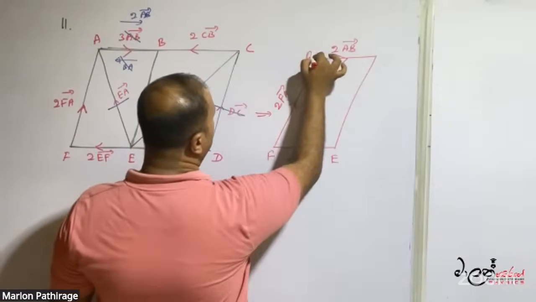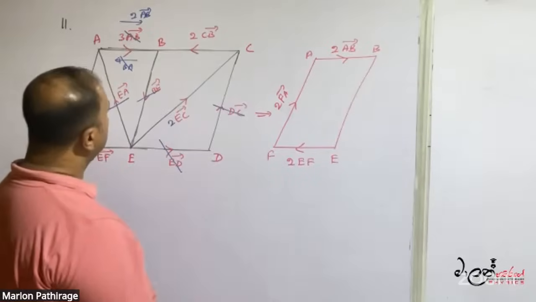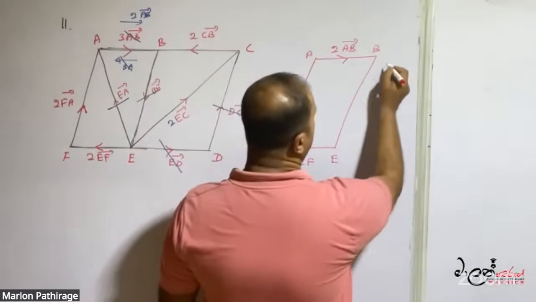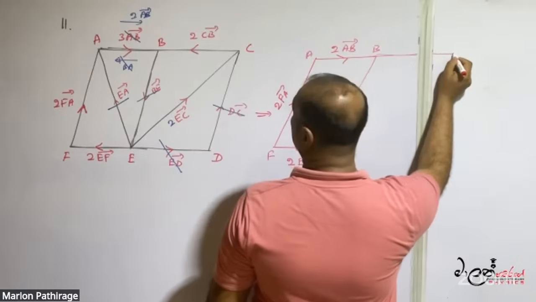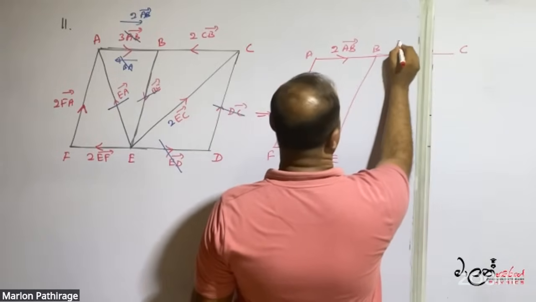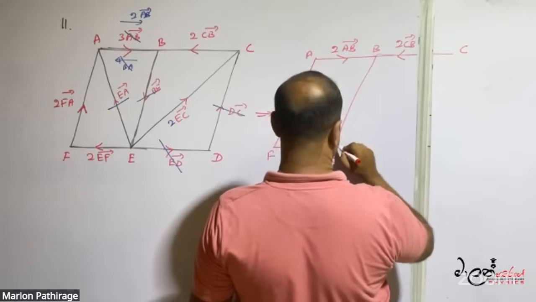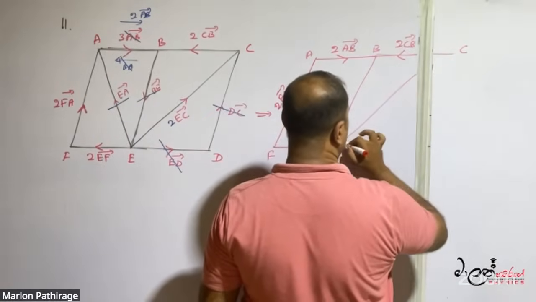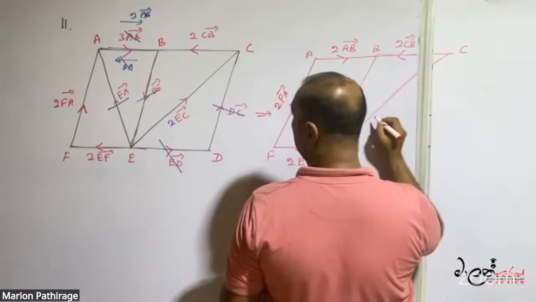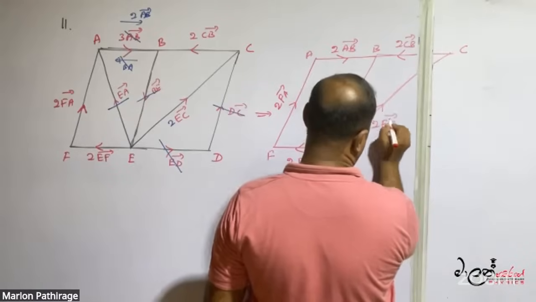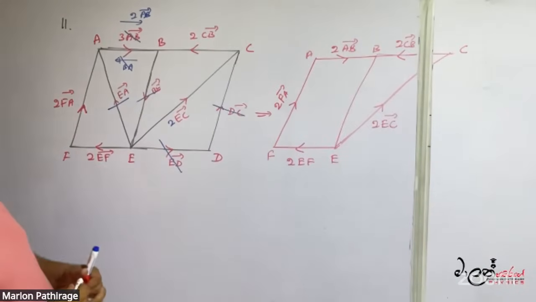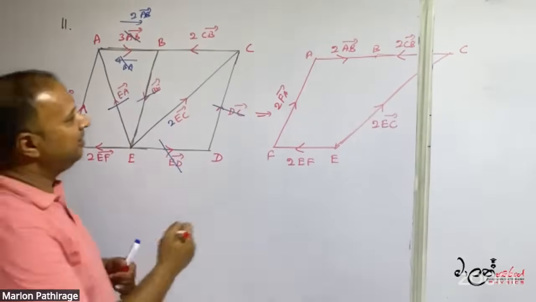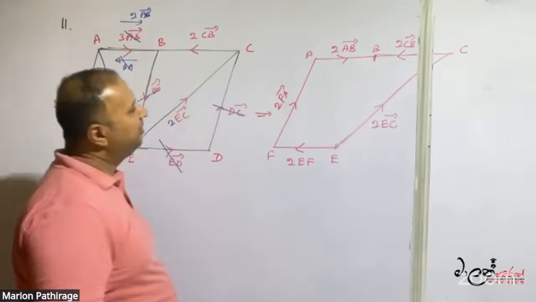Where A U, then from here to here, C to take 2 times CB, 2 times AC. And we have that. Is that clear?